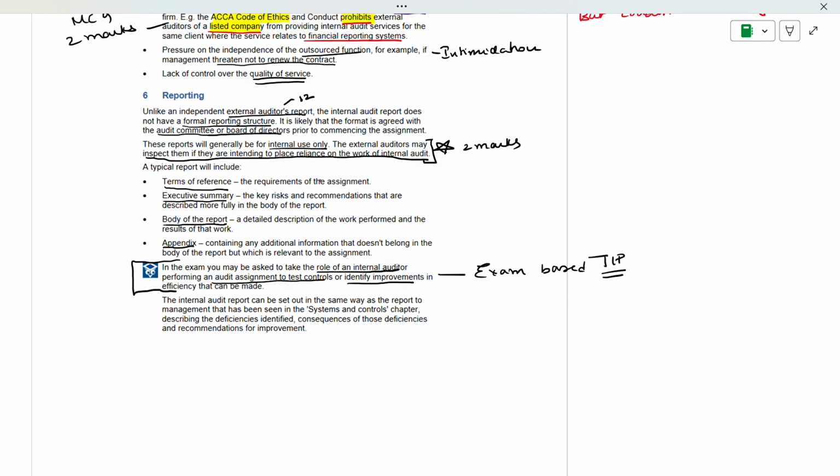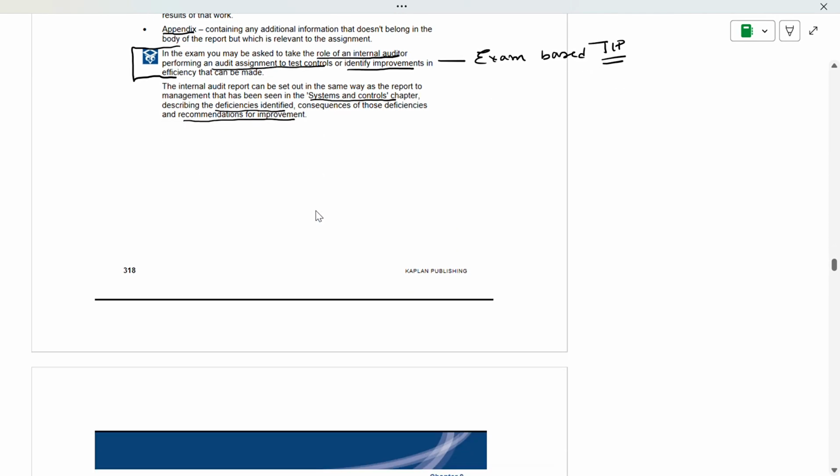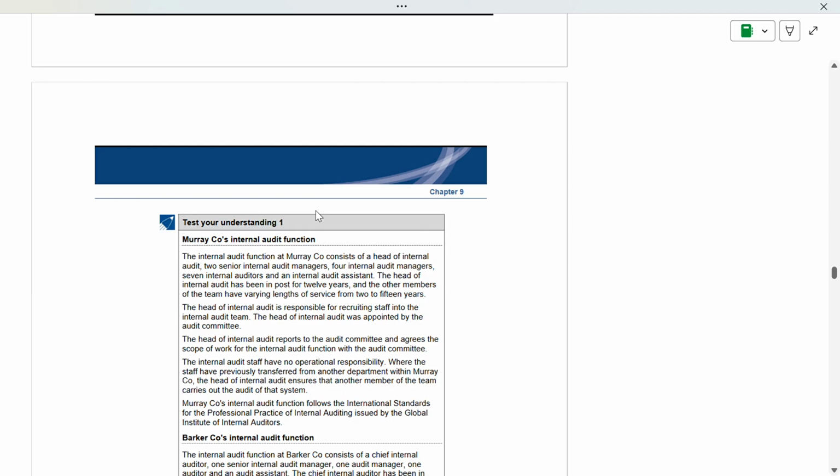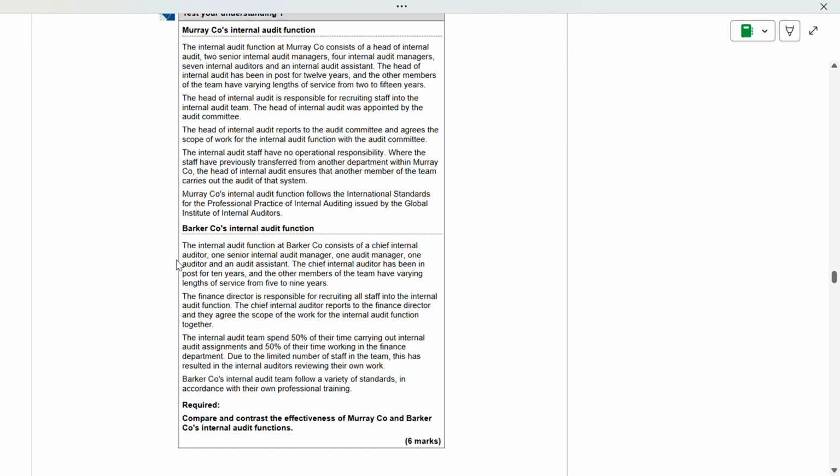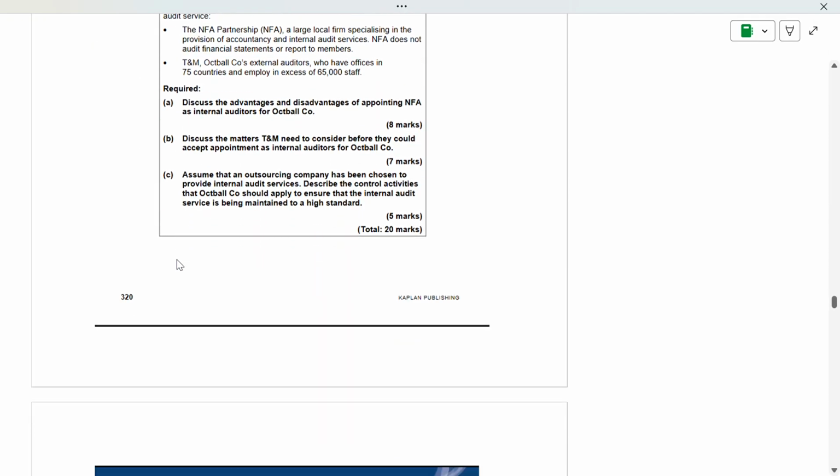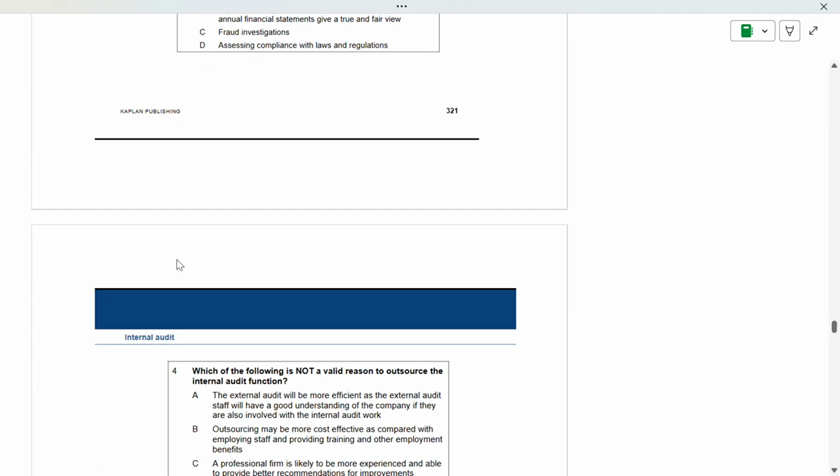The internal audit report can be set out in the same way as the report to management that we covered in the systems and control chapter, in the previous chapter. How have the deficiencies been identified, what are the consequences of the deficiencies, and what are the improvements? On two columns: on one side there is a deficiency, on the other side there is a recommendation. Are you clear about this?